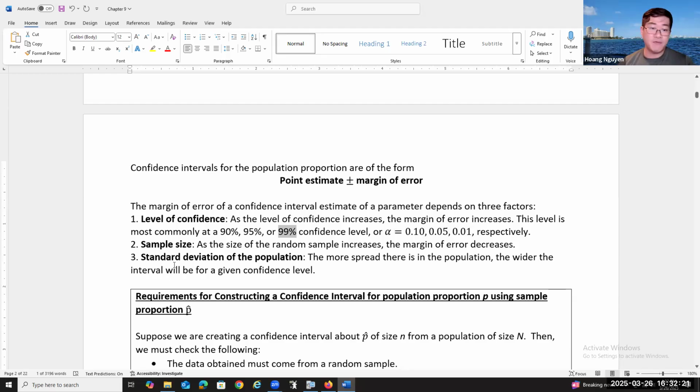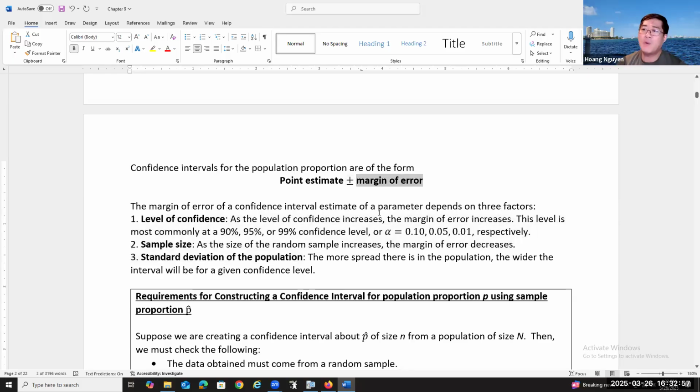Now, the third factor that affects the calculation of the margin of error is the standard deviation of the population. The more spread there is in the population, the wider the interval will be for a given confidence level. So when the standard deviation becomes larger and larger, the confidence interval will become wider and wider for the given confidence level. Those three factors affect the calculation of the margin of error E.